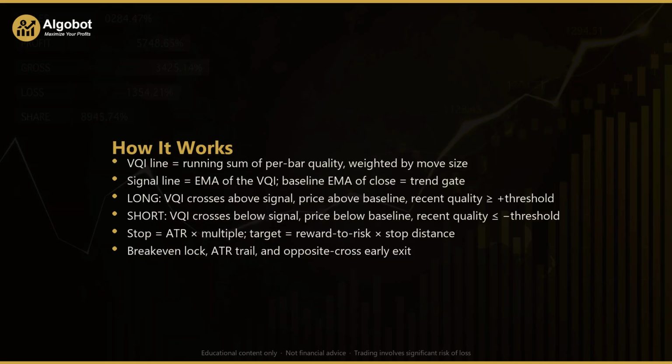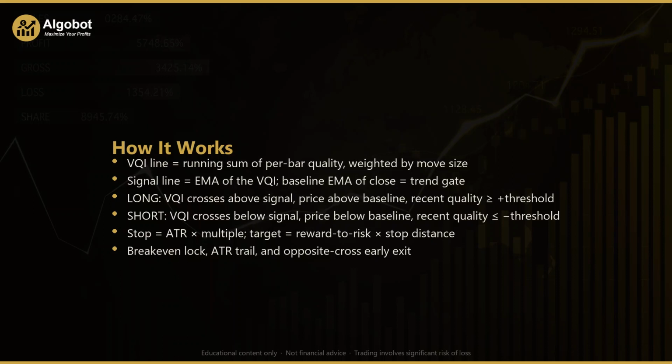Now let's walk through the exact rules, step by step. The strategy maintains 3 moving pieces, all calculated from closed bars only, so nothing repaints. First, the VQI line itself, the cumulative quality accumulator. Second, an exponential moving average of that VQI line, which acts as a signal line. And third, a baseline exponential moving average of the closing price, with a default period of 50, which serves as the prevailing trend filter. The core signal is a crossover between the VQI line and its own signal line.